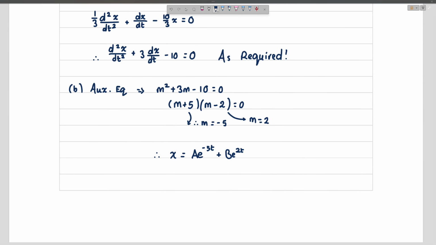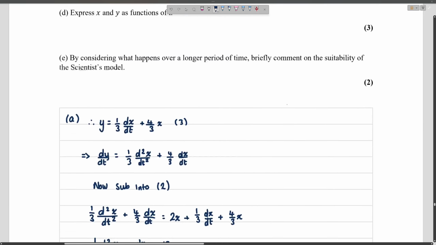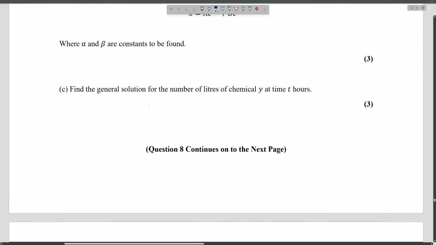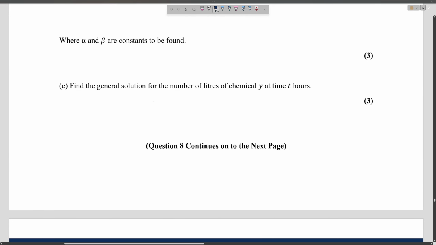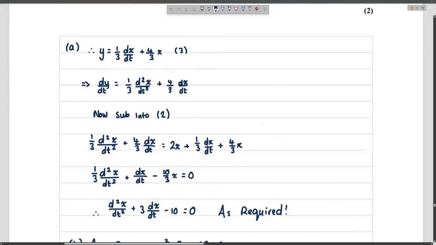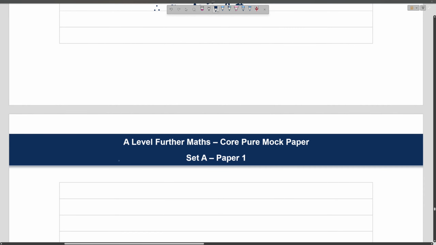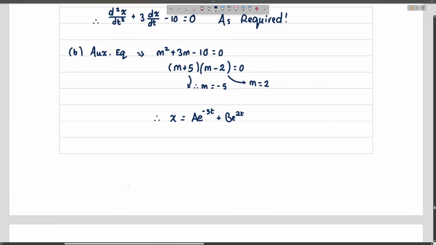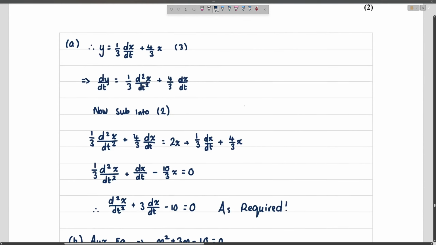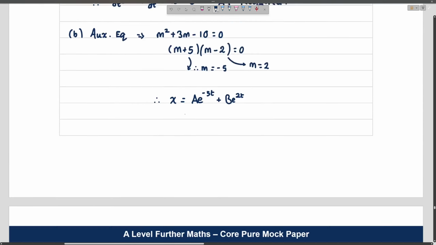So what do we want to do here then for part C? So let's just scroll up here. For part C then, we now want to find the general solution for the number of liters of chemical Y at time t hours. So pretty similar to part B, but there is a little bit more work involved here for part C, okay? Let's just do this underneath here. Now for part C then, what we now need to do here is differentiate x here, this general solution from part B, and substitute that into equation 3 here, okay?